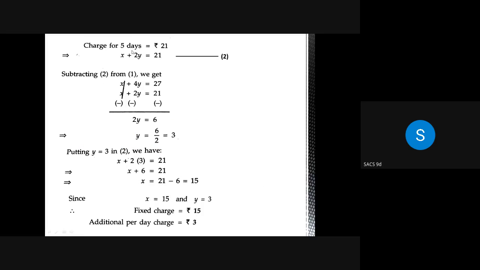Now next, in the next case, the book was kept for 5 days, which means for 3 days it will be the fixed charge, and for the next 2 days, the charge will be 2y. This is equal to 21. So these are the two equations. Again here, I don't need to multiply equations with anything because x is having the same coefficient. So just subtract the equations. You will get 2y equal to 6. That is y equal to 3.